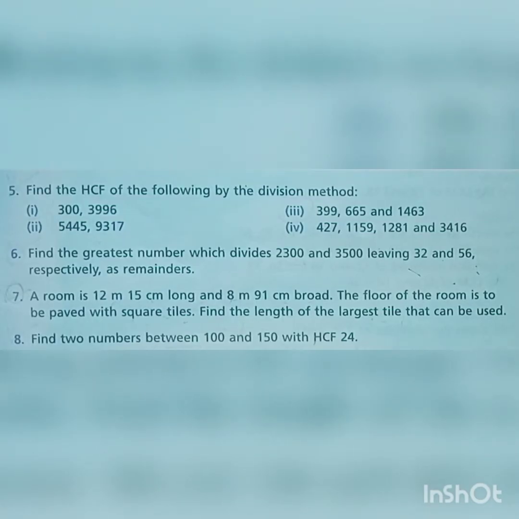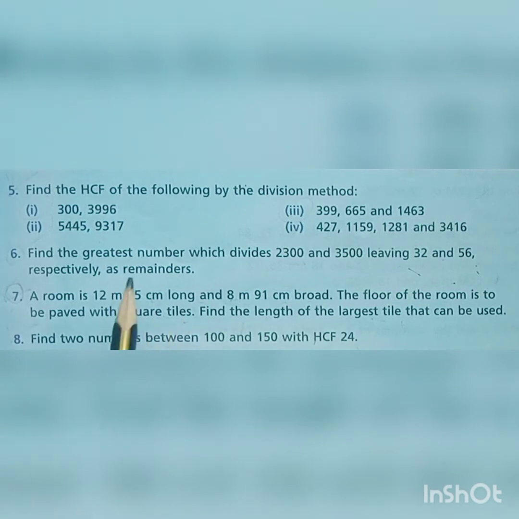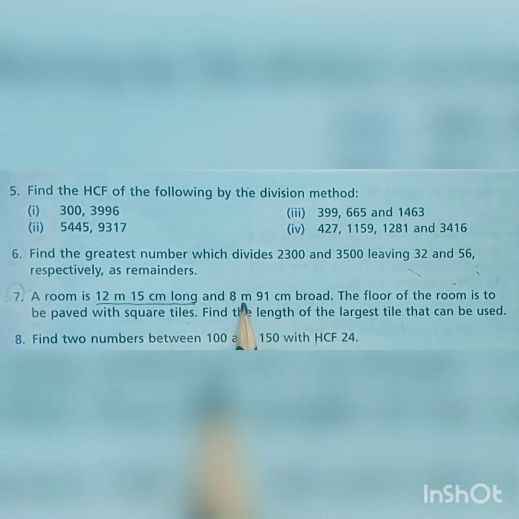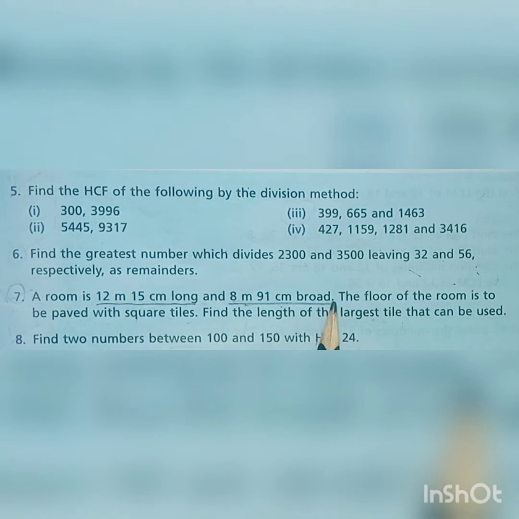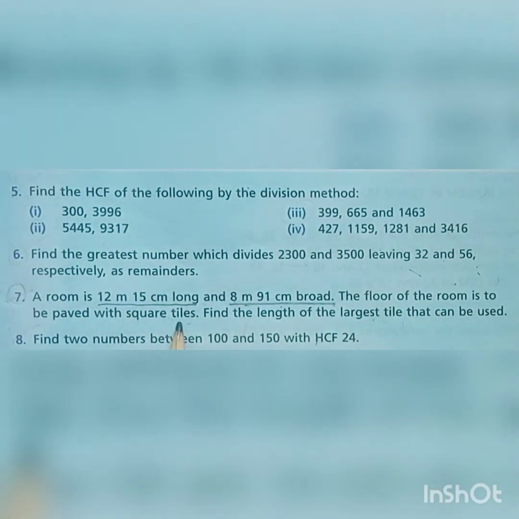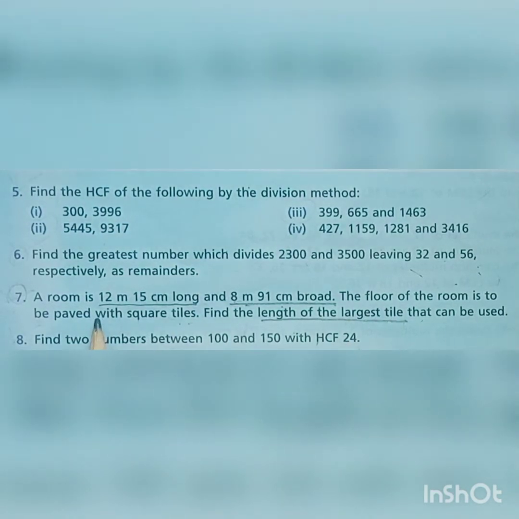We will continue exercise number 4a with question number 7. A room is 12 meter 15 centimeter long. The length of the room is 12 meter and 15 centimeter and 8 meter 91 centimeter broad. The width of the room is 8 meter and 91 centimeter. The floor of the room is to be paved with square tiles. Find the length of the largest tile that can be used.